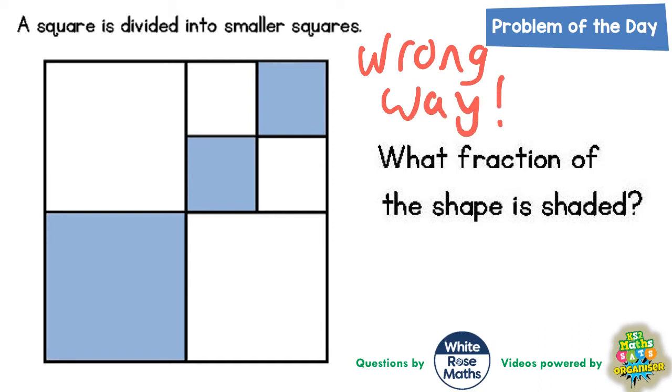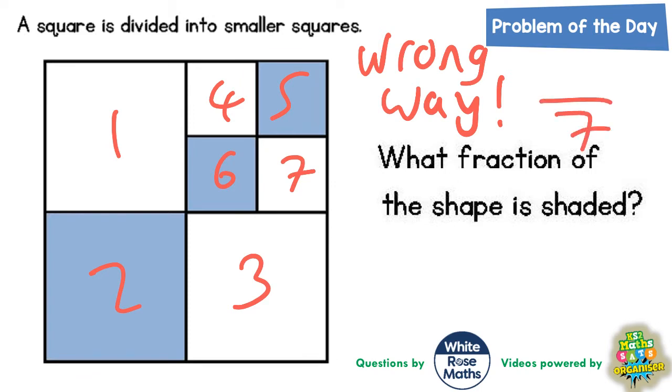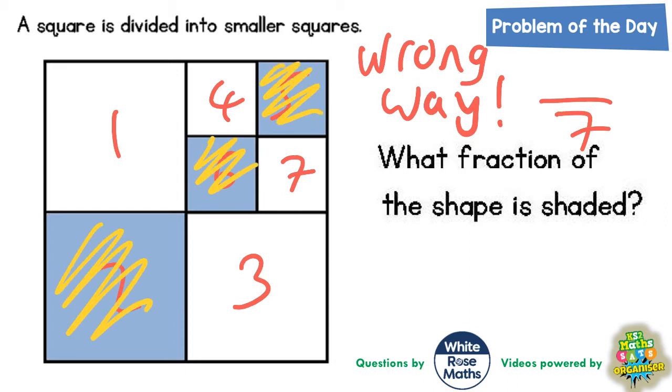The wrong thing that some people might do is to count the number of squares that we've got. So we've got 1, 2, 3, 4, 5, 6, 7 squares all together, so they could say it's out of 7, and obviously we've got 1, 2, 3 squares shaded, so they could say that it is 3 out of 7. But the problem we've got with this is that not all squares are the same size. Obviously we've got 3 bigger squares and 4 smaller squares, so the incorrect answer is 3/7.